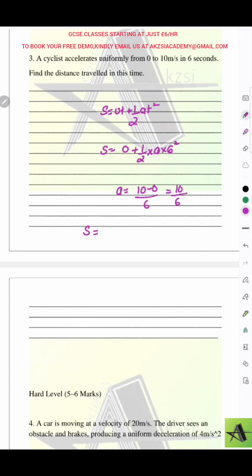Substitute it here. You'll get half times 10 over 6 times 6 squared. That will give me 30. So S = 30 meters. So that will be the distance traveled in this time period.